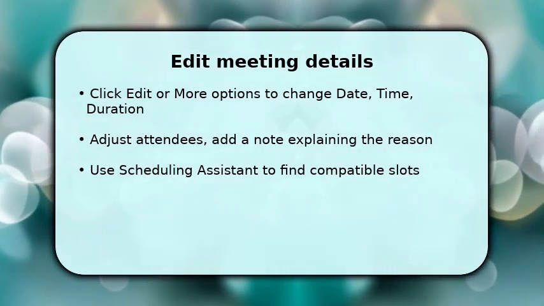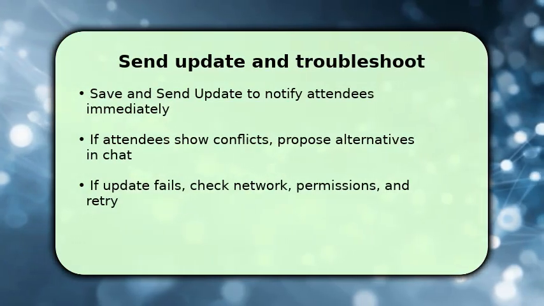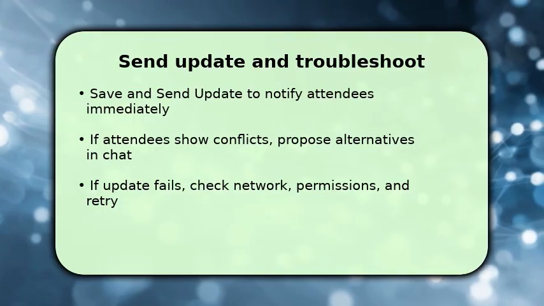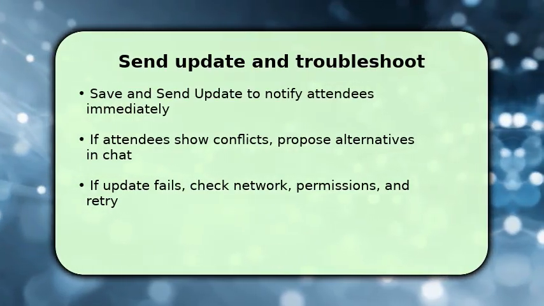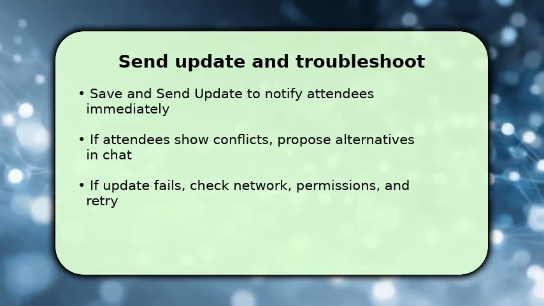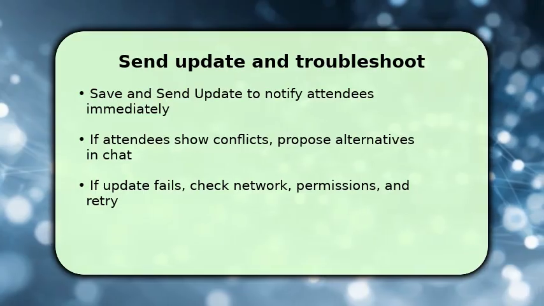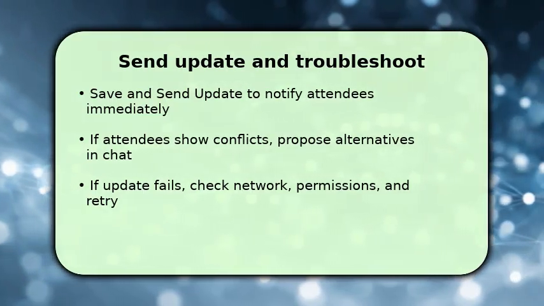You save and send update to push the new time and message to all attendees. This replaces the old invite automatically. Once done, monitor responses, and if people decline due to conflicts, propose 2 alternates in the meeting chat to reach consensus quickly. If the update doesn't send, check your network and that you remain the organizer with edit permissions.